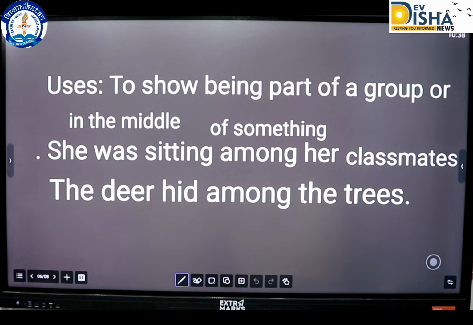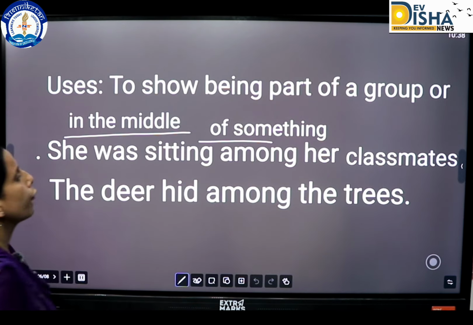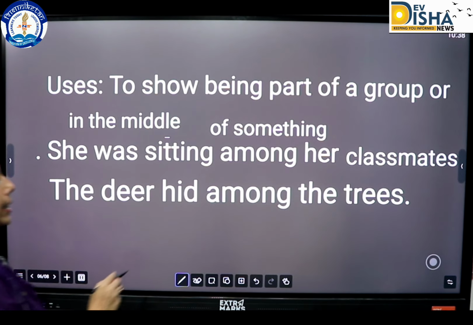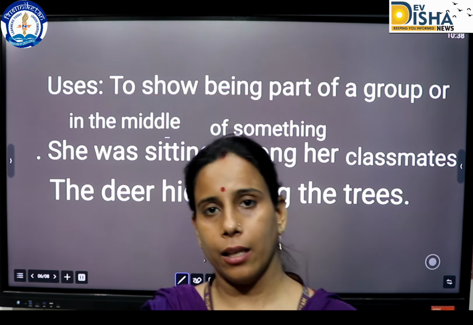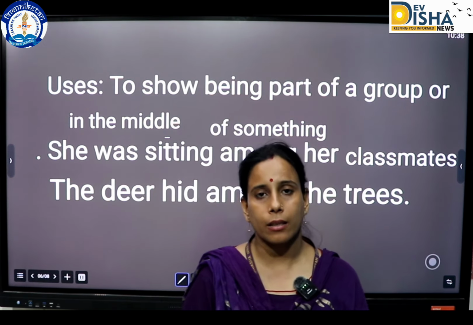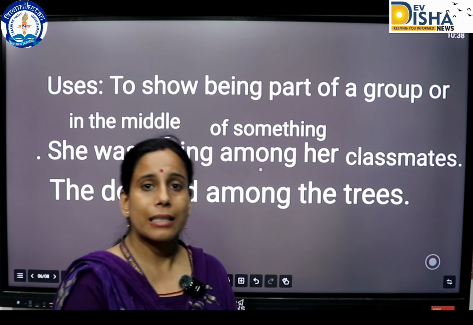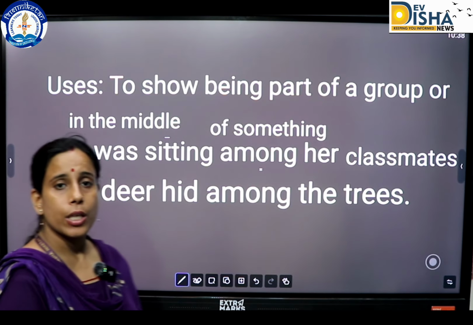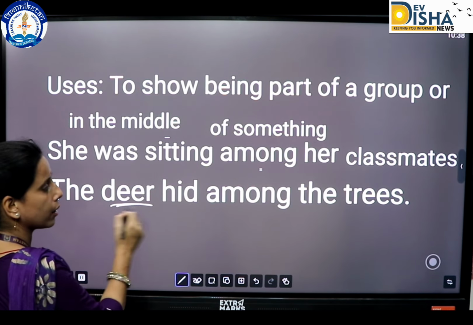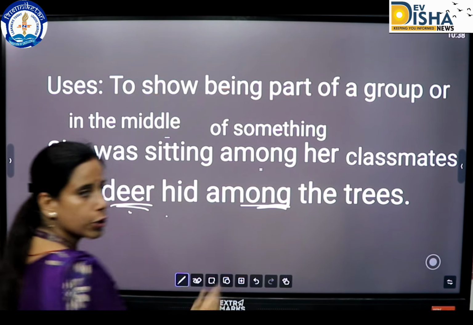First let's talk about the use to show a part of a group or being in the middle of something. For example, she was sitting among her classmates. See, what are classmates? More. In a class, you know how many students there are. So it means she is sitting among her classmates. Next, the deer hid among the trees. Deer is one here and it hid itself among the trees.